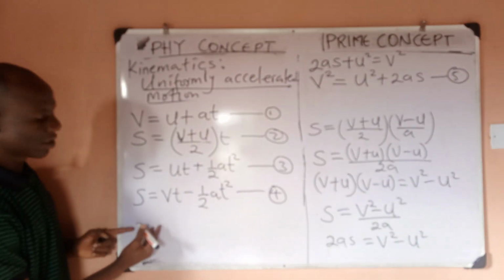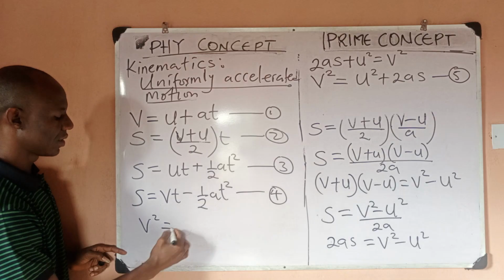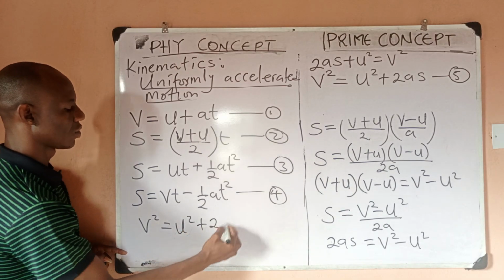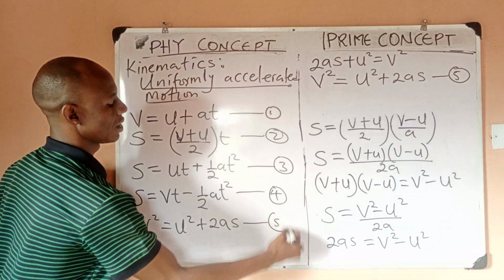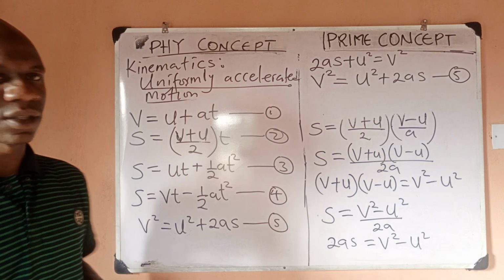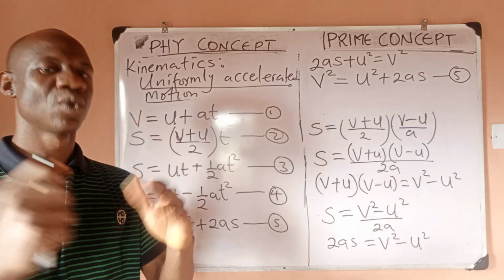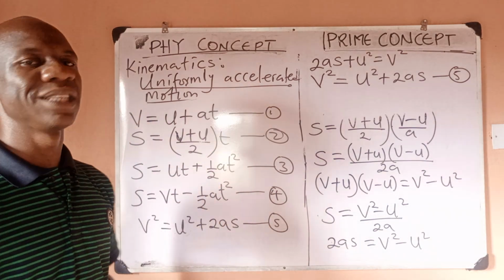So let me quickly put it on this side. V squared is equal to U squared plus 2AS. So this is the fifth equation of motion. So these are the 5 equations of motion that we would be dealing with.